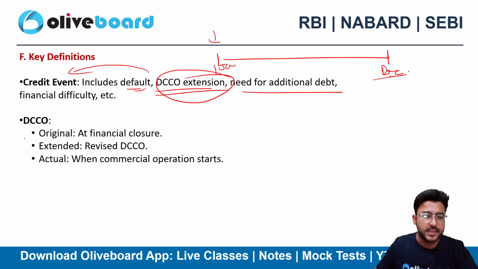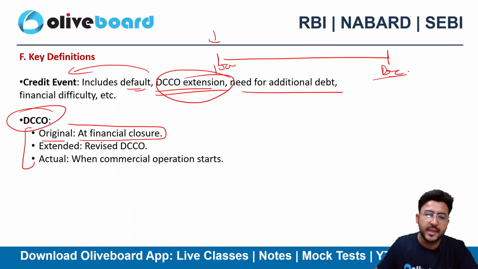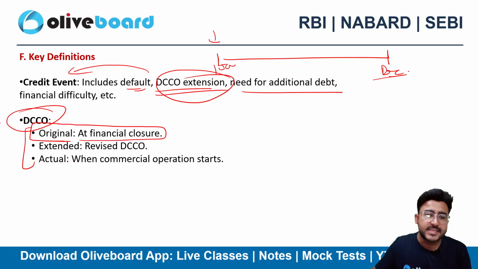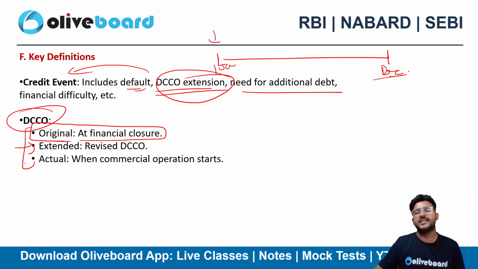DCCO, that means it can be three types, right? Date of commencement of commercial operation. Basically the full form is: original date at financial closure. The moment I achieved the financial closure, that's my original date. Extended, now let's suppose for XYZ reasons I am not able to start the project timely, so that will be the extended date of commencement of commercial operation.